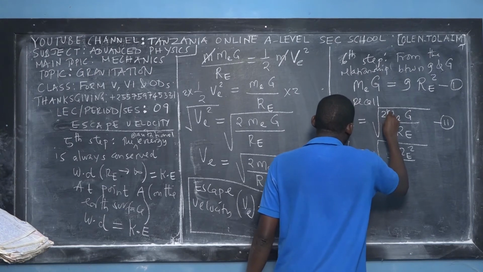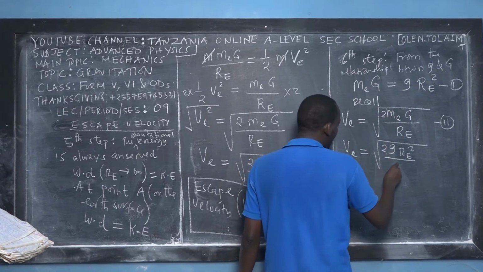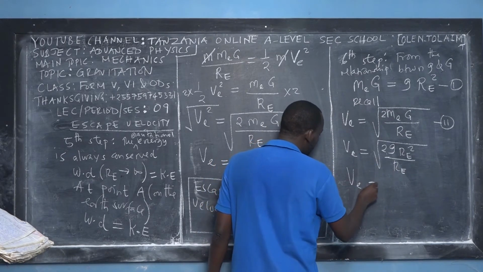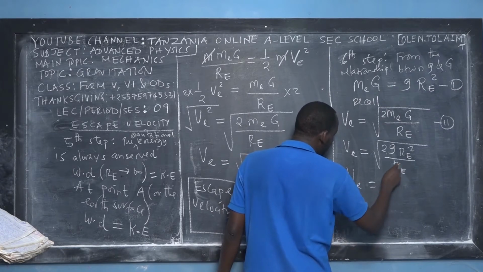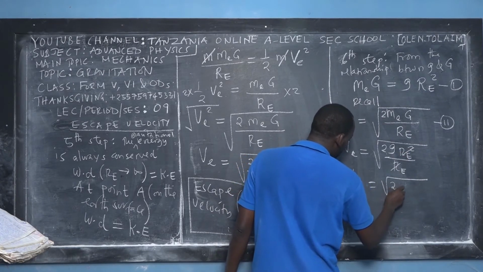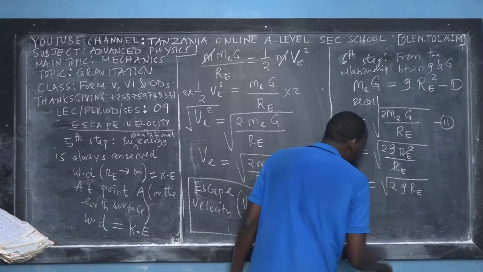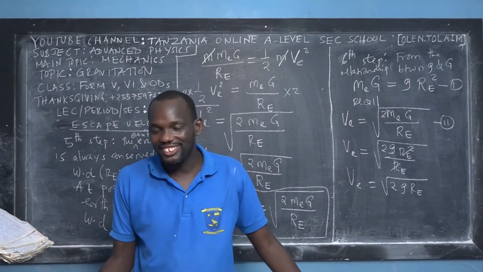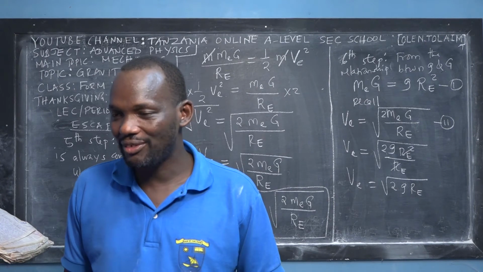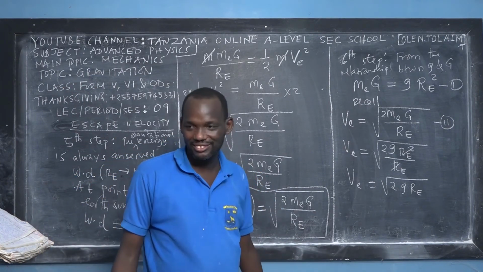Twice. So this will be twice GR and S of what? RE. So again we find that the escape velocity is equal to the square root, so you simplify this. So the escape velocity is equal to the square root of twice times acceleration due to gravity times the radius of the S. So to determine the escape velocity, what do you need? You just need to know the value of acceleration due to gravity and the radius of the S. That's all. So it's a constant value.